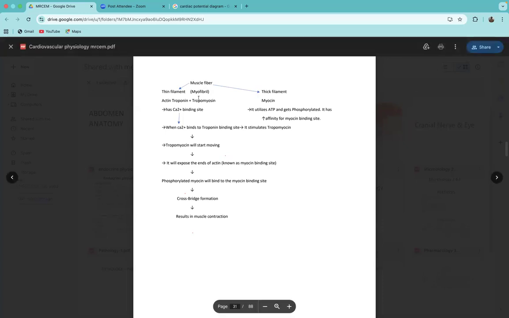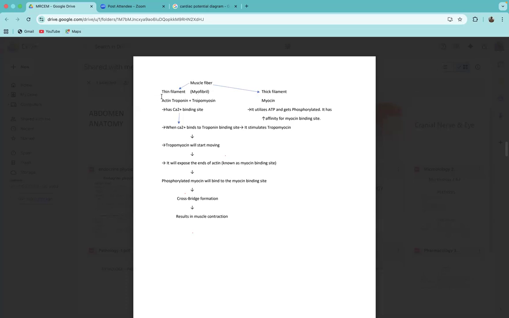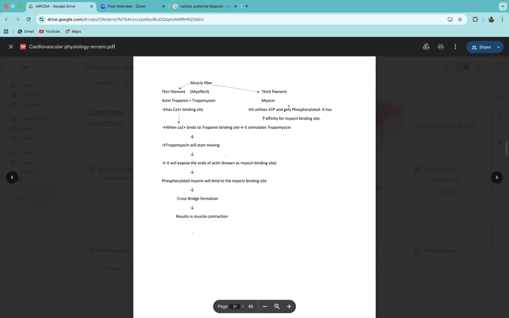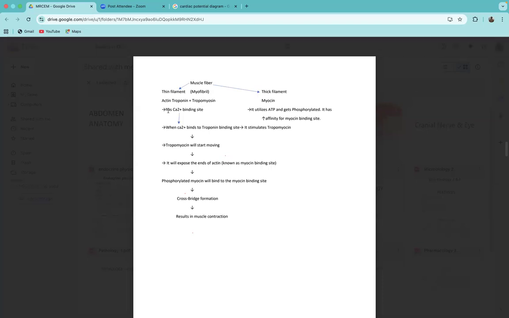So there are two types of filaments: the thin filament and the thick filament. The thin filament is basically actin, and the thick filament is basically myosin, if we are to say that grossly. Apart from actin, there is tropomyosin as well in the thin filament. When the calcium binding site is opened, calcium binds to that troponin binding site and stimulates the tropomyosin.